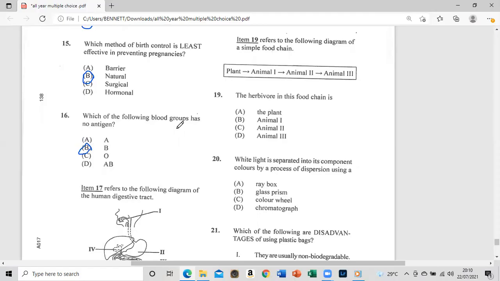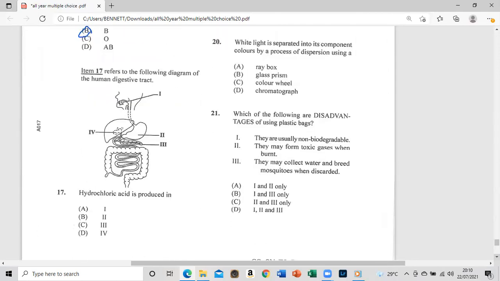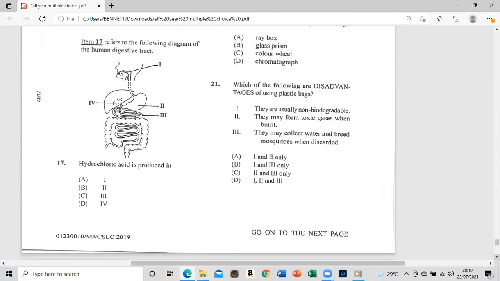Trying to get through the paper as fast as possible. Guys, if you can share it, but if you can't, that's just how it goes. Time caught up on me today.